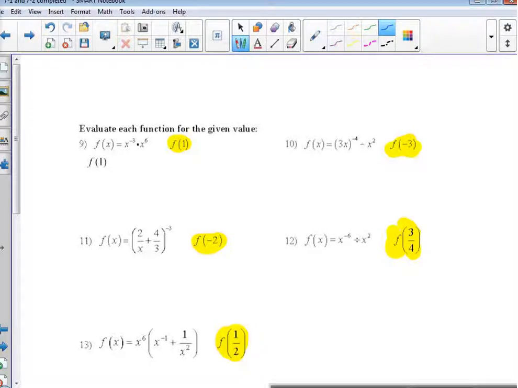Okay, for today we're going to be looking at section 7.2, finishing that up.